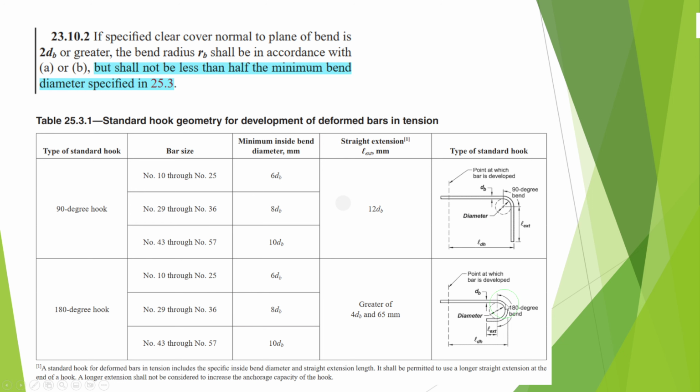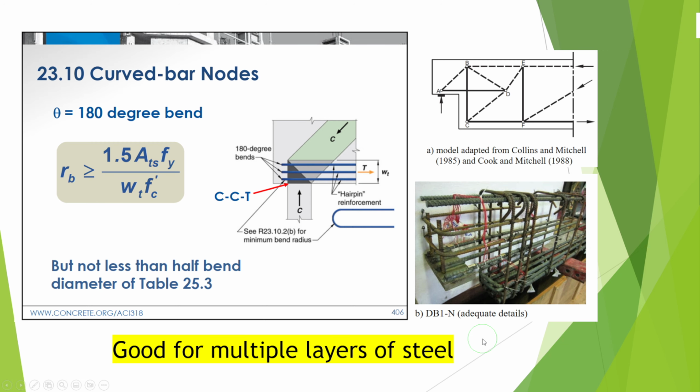Here we are talking about this 180 degree bend. So this also can be very effective. In fact, this is good for multiple layers of steel when you have multiple layers.